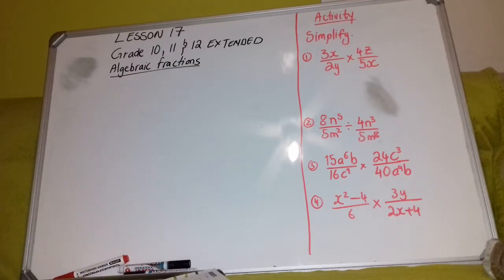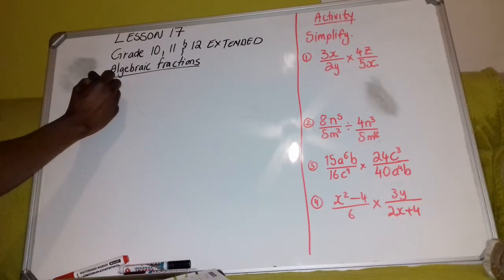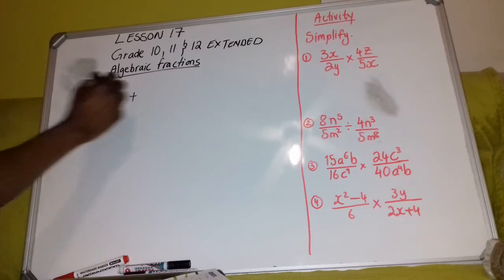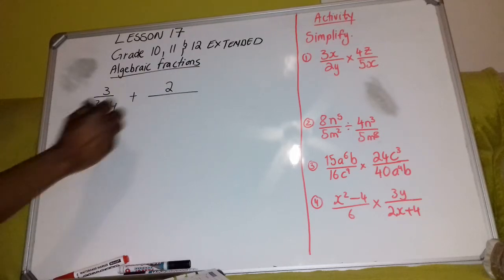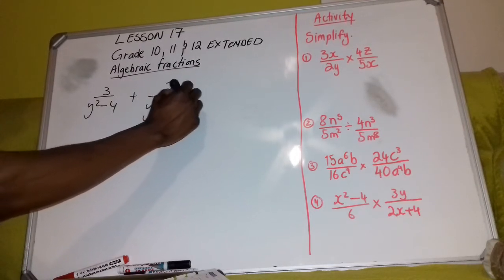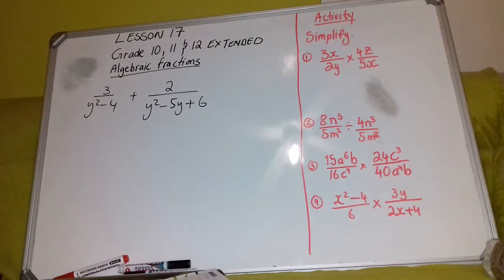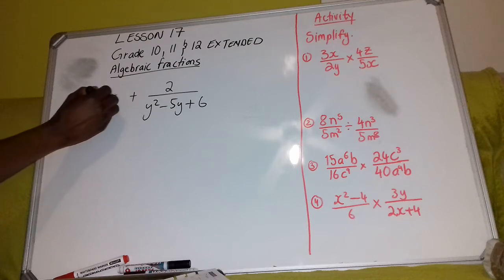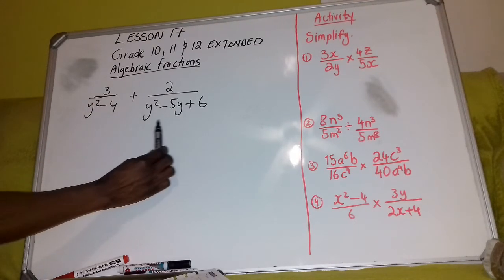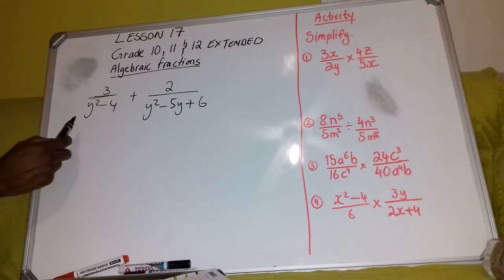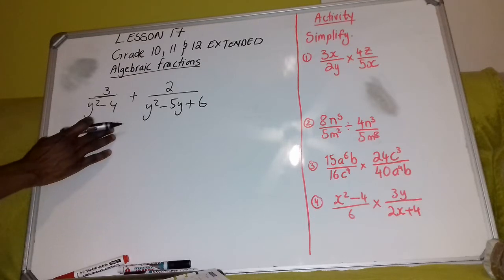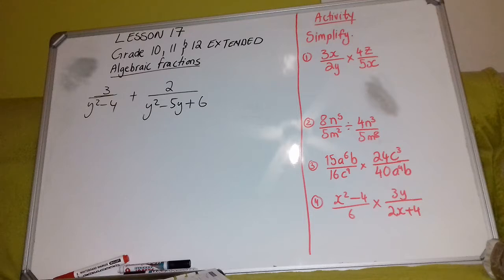So let's say you are given something like this to simplify. So it's 3 over y squared minus 4 plus 2 over y squared minus 5y plus 6. So you want to write these two fractions as one. So as you can see here, this denominator is a difference between two squares, and this denominator is a quadratic trinomial, so we need to factorize this one the same way you factorize the difference between two squares, and you factorize this one by using factors.